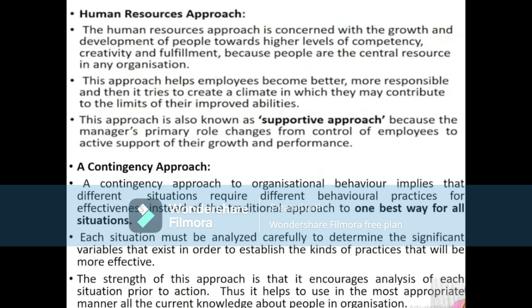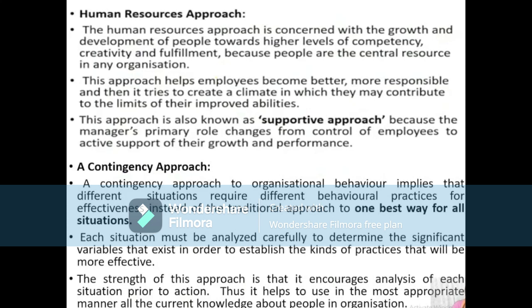Coming to contingency approach. So what does contingency approach mean? A contingency approach to organizational behavior implies that different situations require different behavioral practices for effectiveness, instead of the traditional approach of one best way for all situations. Contingency refers to different situations. There will be no one best way for any problem. There will not be any such thing as this is the only solution for this problem.